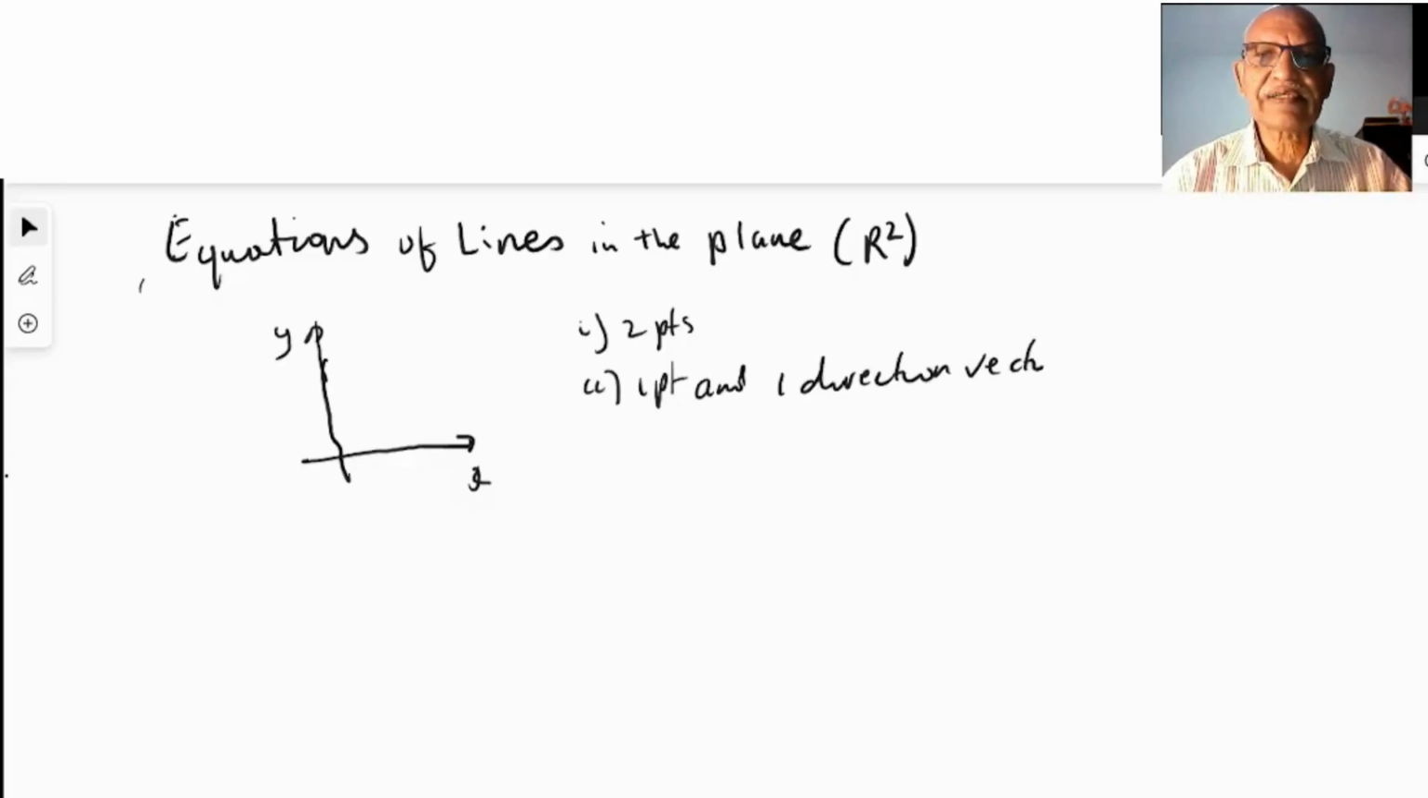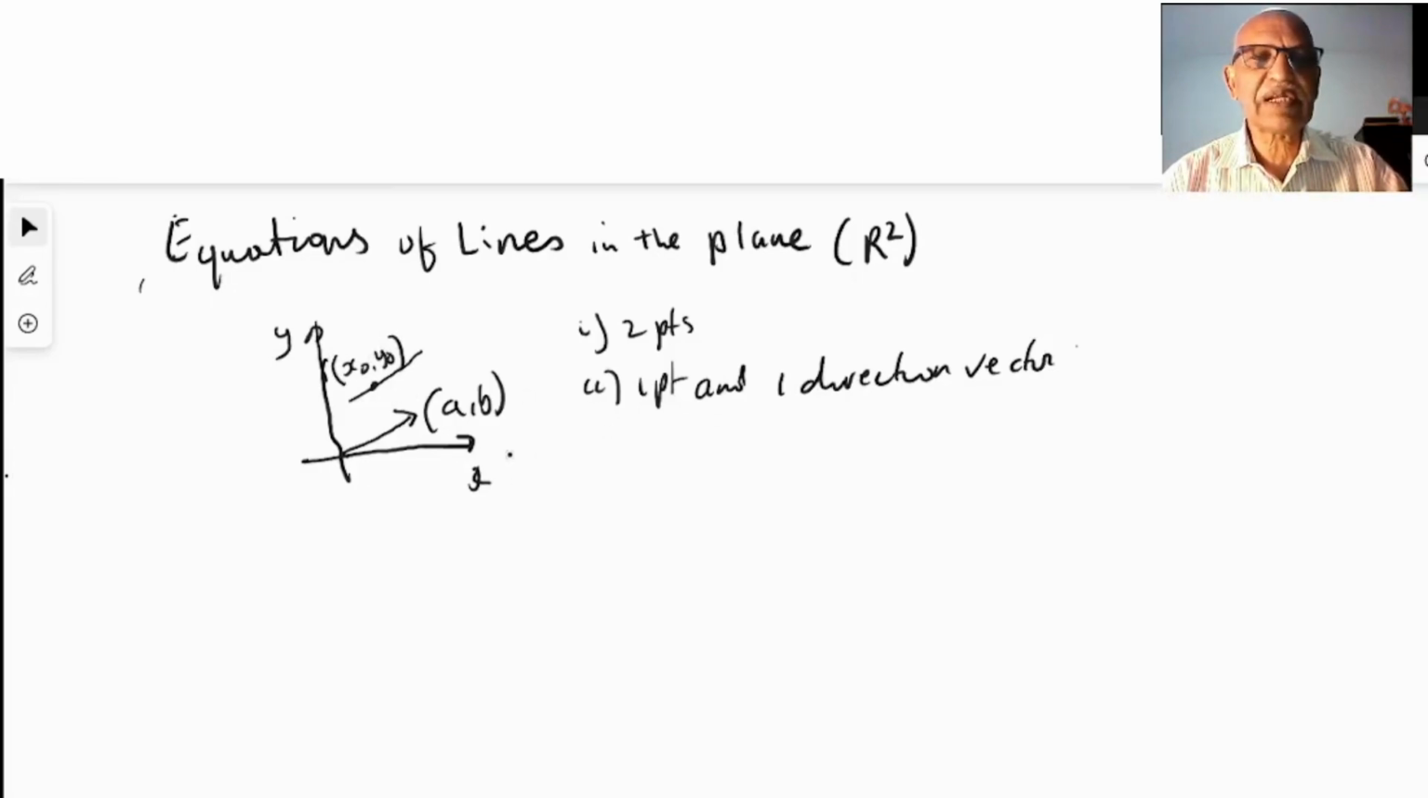A direction vector is like a position vector. The direction vector AB is always parallel to a line passing through a point X0, which is the initial point. So a direction vector is always parallel to the line. That means if this direction vector is AB, the vector along the line will be t times AB. It can be shorter or longer than what we have.